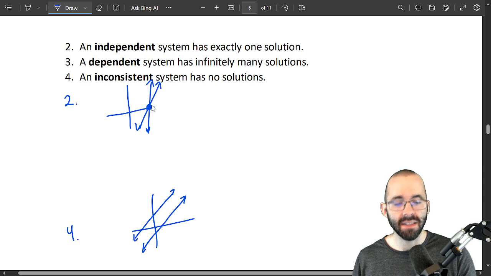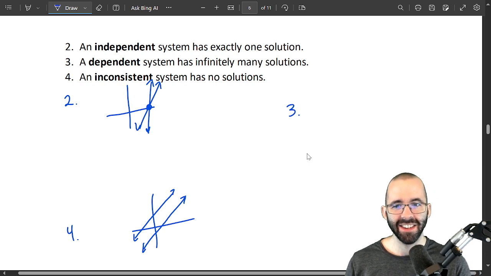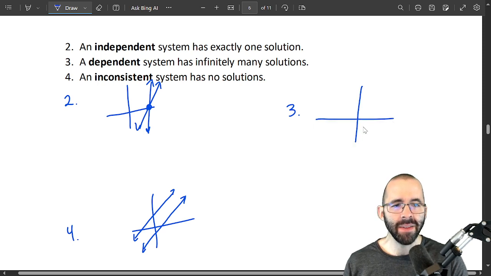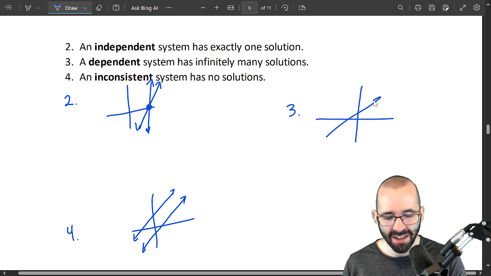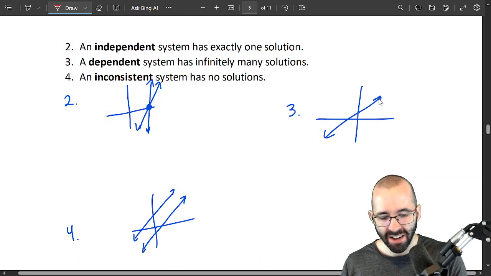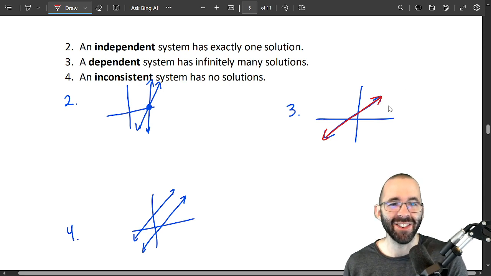A dependent system has infinitely many solutions. What would that look like? We haven't run into that yet. 3 and 4 are really what we're going to focus on in this video. What does infinitely many solutions look like? It means the lines cross at infinitely many points. How can two lines cross at infinitely many points? Well, if this is our first line, then this is our second line. They're the same line, okay?